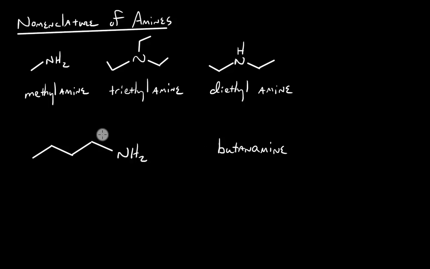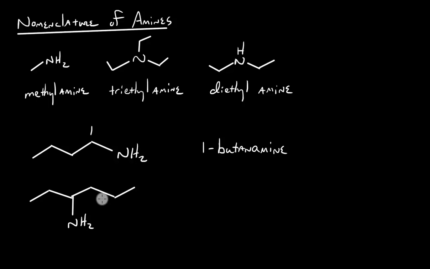And just like with the alcohols, where we had to indicate where the OH actually was located on the parent, we have to do the same thing with the amines. In this case, it's a very simple scenario: the nitrogen is attached to the first position. So all we have to do is add a 1 and a dash. This 1 indicates the nitrogen is on the first position, so 1-butanamine.